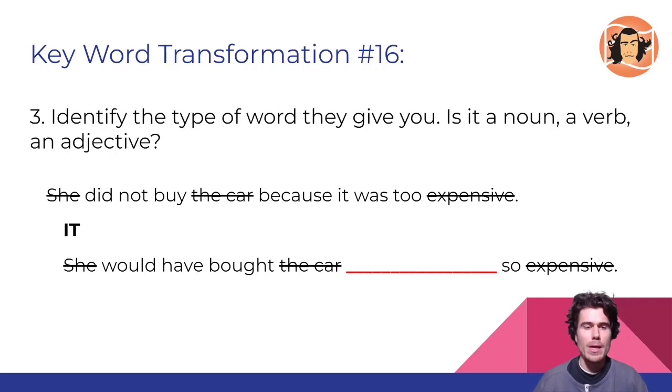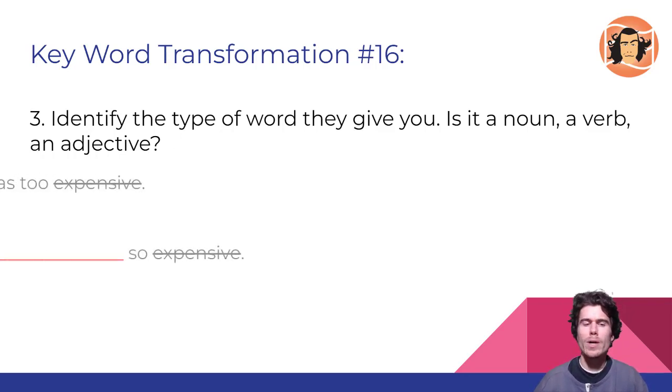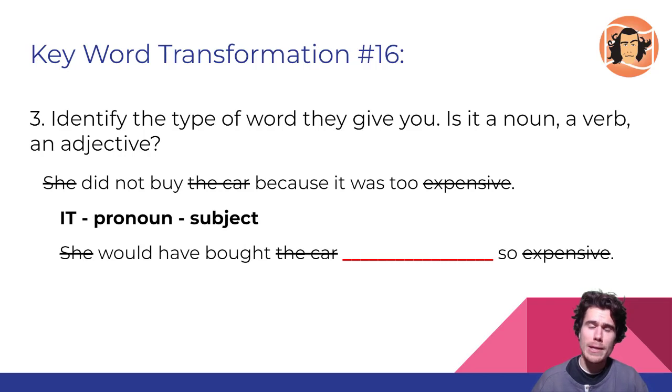Step number 3. Identify the type of word they give you. It. Is it a noun, a verb, an adjective, or a different type of word? Again, pause this video, write down what type of word you think it is, and when you're ready, press play. Okay, so hopefully you've done that, and I can tell you that the word it is a pronoun, and it's often used as a subject in a sentence. If you don't know much about different types of words, you should definitely revise them. It's a really big help in learning the English language.